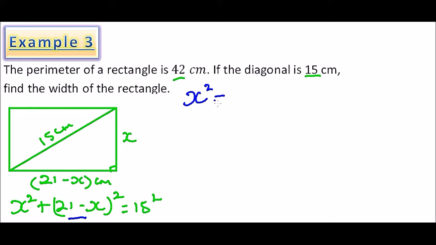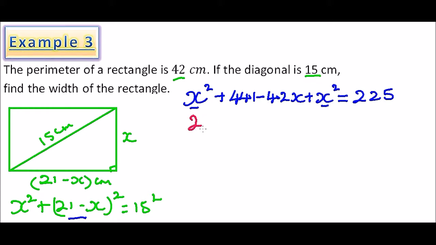When you expand that, it should be x squared plus 441 minus 42x plus x squared is equals to 15 squared, which is 225. So we can add up the like terms. We have x squared plus x squared, we will get 2x squared.